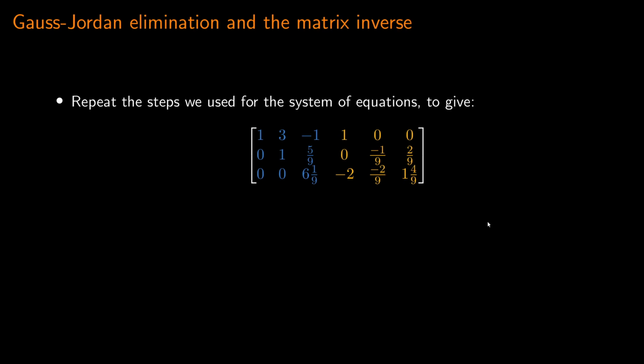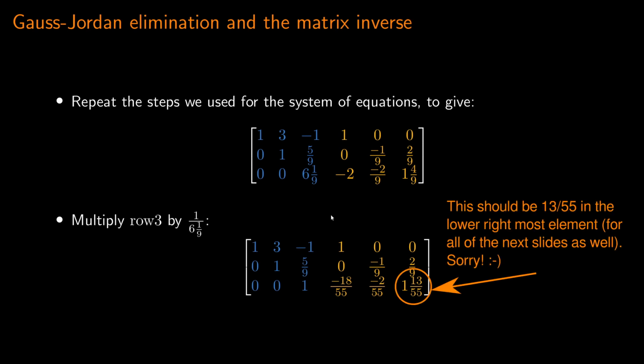But if you work through the previous example again, doing it this way, you should end up with the same result. And what we're going to do is simply now continue the process. So we're going to continue the process to ensure that all of these leading elements are 1 and all of the other elements in the blue section of this matrix are equal to 0.